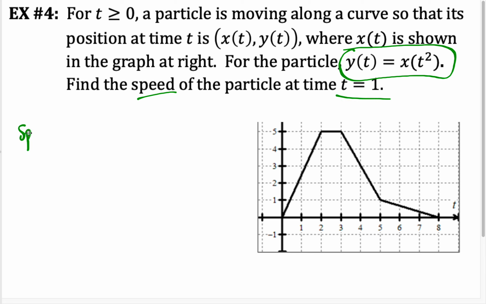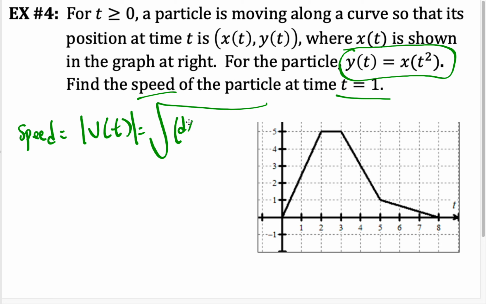Well, we know that speed is going to be the absolute value of velocity, which is going to be the square root of (dx/dt squared plus dy/dt squared). We're not integrating. That's finding distance, that's finding arc length. We're just finding the speed, which is this formula right here.